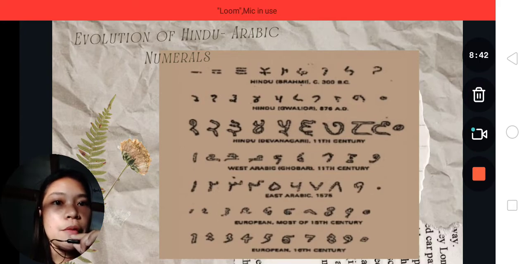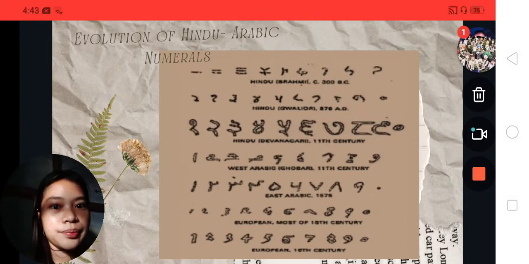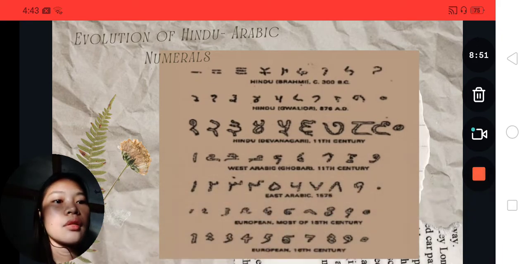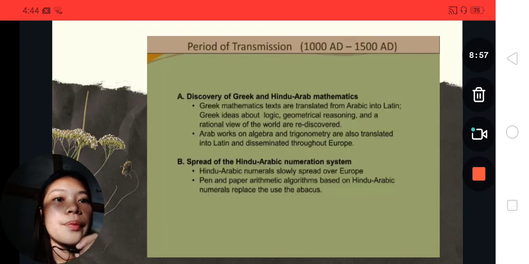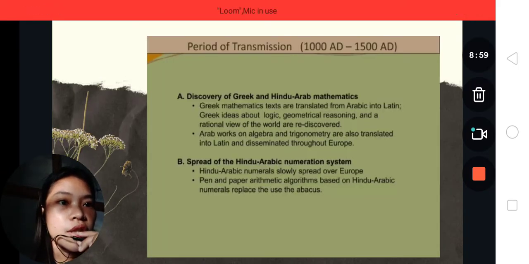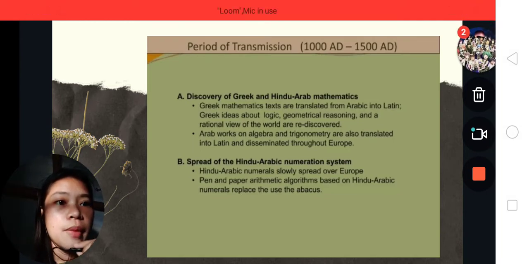Evolution of Hindu-Arabic numerals. So here are examples of Hindu-Arabic numerals. Period of transmission, 1000 AD to 1500 AD. A. Discovery of Greek and Hindu-Arabic mathematics.